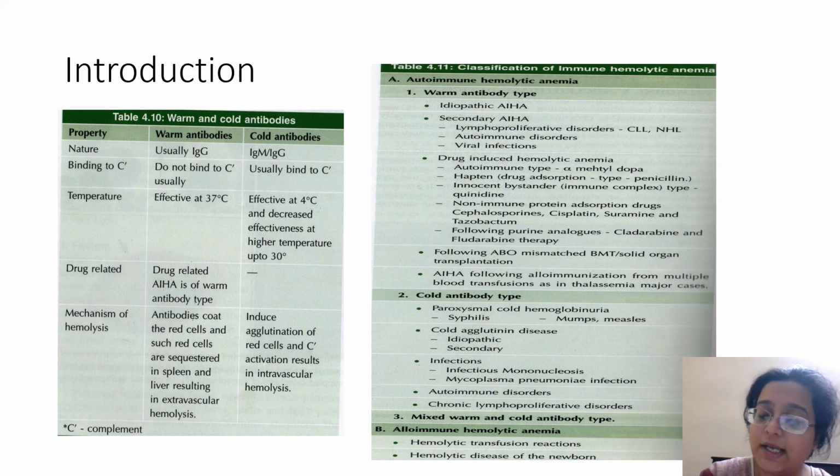The warm antibody type is usually not mediated by complement, only associated with basic antibody damage, while the cold hemolysis is also regulated by complement mediated damage. Temperature I've told you. Drug related is more common in the warm type. And mechanism of hemolysis I've told you.